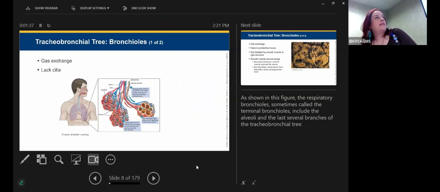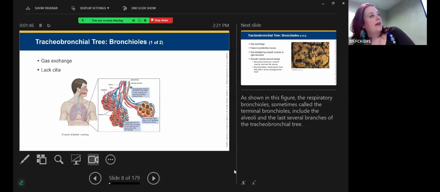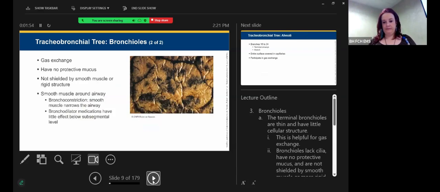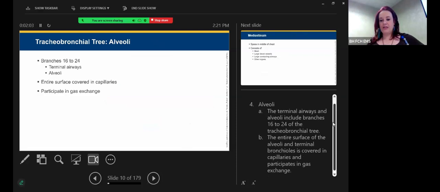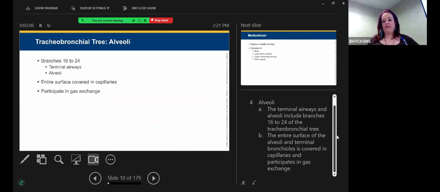So deoxygenated blood is carried from the heart to the lungs by the pulmonary arteries and the arterioles. Gas exchange takes place in the capillaries, and oxygenated blood is carried from the lungs to the heart by the pulmonary veins and the venules. Okay, the tracheobronchial tree, there are 16 to 24 tracheobronchial branches. The entire surface of the alveoli and the terminal bronchioles is covered in capillaries and participates in gas exchange.